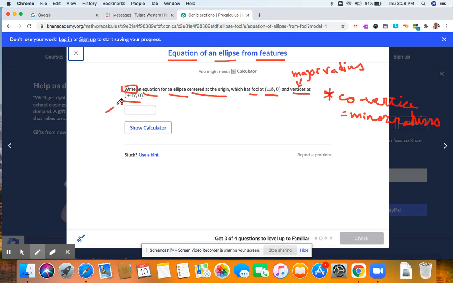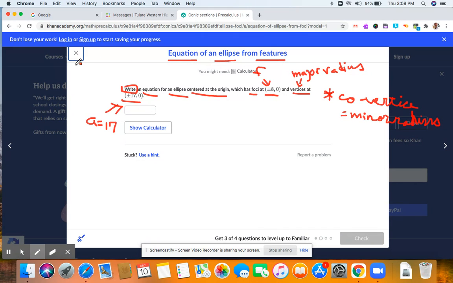All right, so in this case, we can see that the major radius is our A. So our A is equal to plus or minus 17, so that would just be A equals 17. We have foci at plus or minus 8, so that's our F. All right, so let's just go ahead and get some things out that we need.